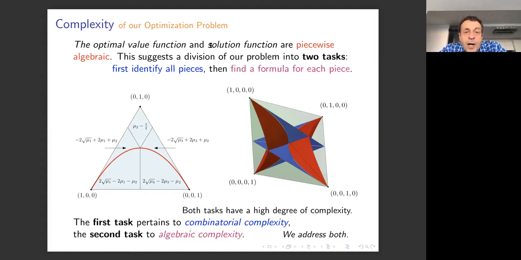Well, on these small problems, how do we do this? Well, we divided the problem in two tasks, right? First is to identify all or some of the pieces, to somehow give a description of the pieces.